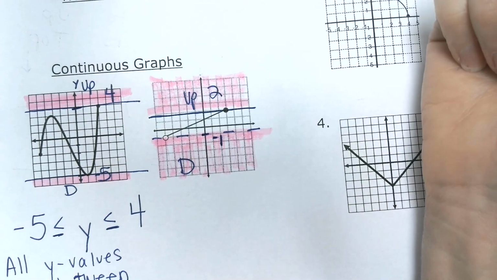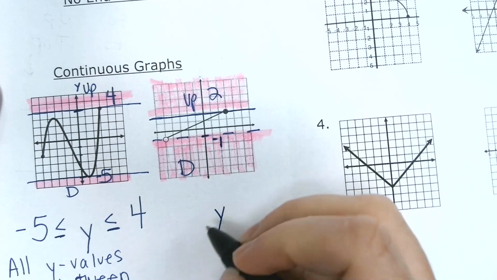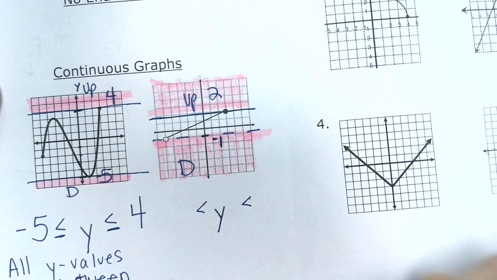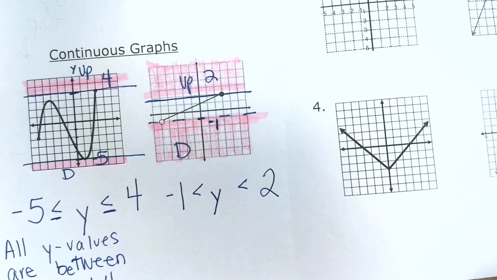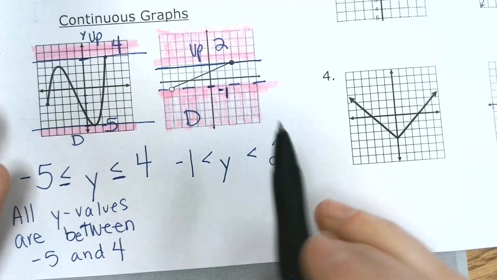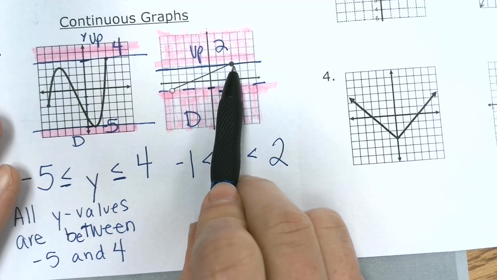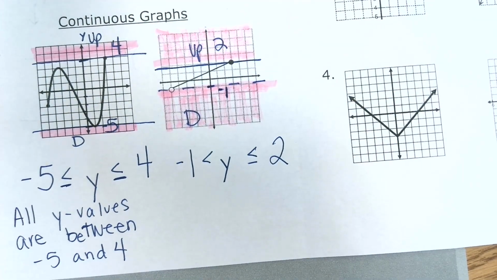Okay, so all the y values are between -1 and 2. So we're going to put y on the inside, put our less than symbols, do -1 and 2. But we're missing something. What do we need to add? This is a closed circle, so on 2 we're going to do the or equal to. So this is all the y values are between -1 and 2. We're not going to write it out. We're just going to leave it like it is.